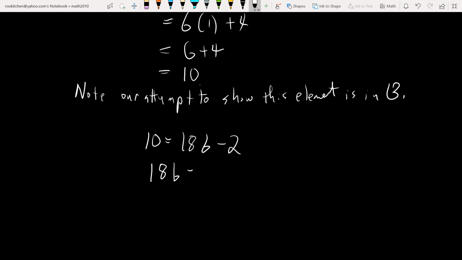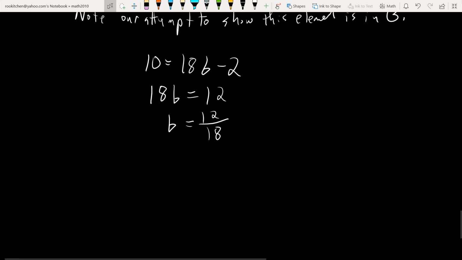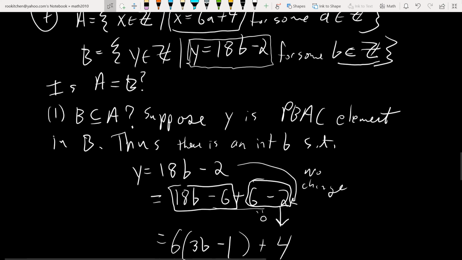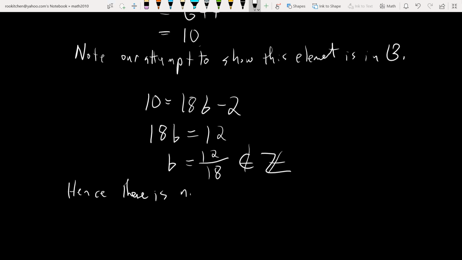So 18b is equal to 12. Divide both sides. B is equal to, and there's the issue, right? The only number that could possibly give us 10 would be a rational number. And if you look back in your definition, everything in B is of that form for some integer value b. Okay, so there's no way this element can be in set B. So this thing is not an element of the integers. Hence, there is no way 10 is an element of B.